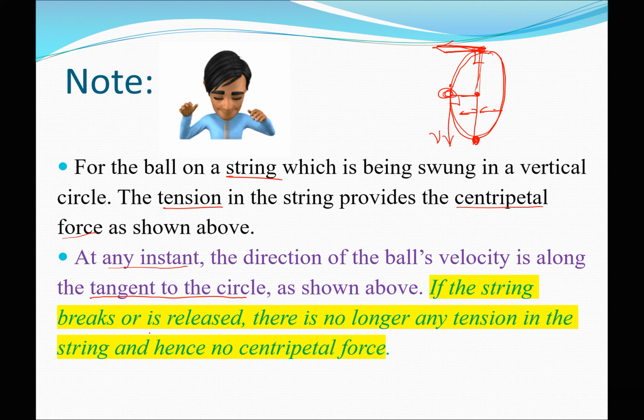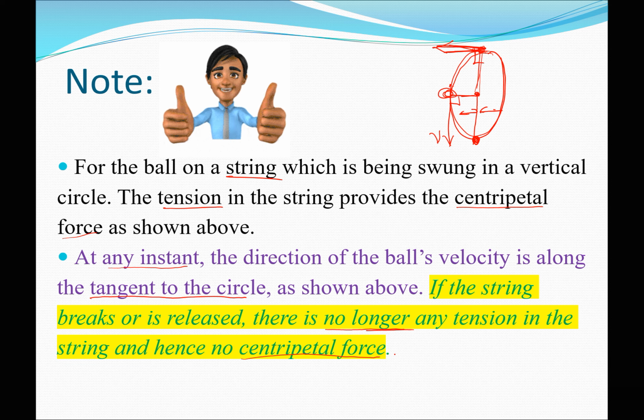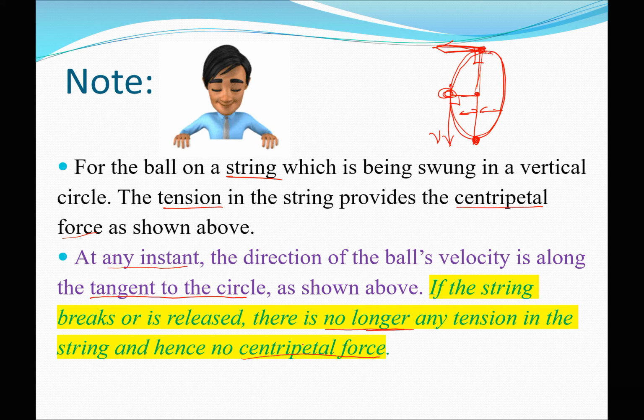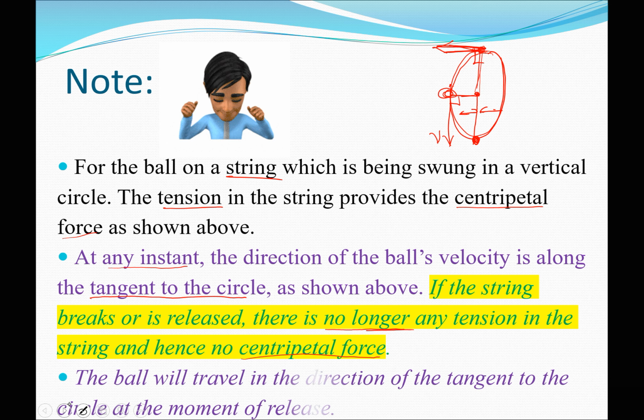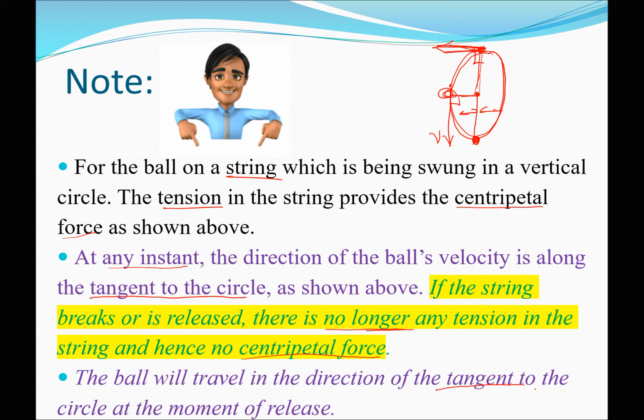And if the string breaks or is released, there will be no longer tension in the string, and this would mean that the centripetal force is being lost. Nothing is pulling onto the body towards the center. And if there is no tension, then we say the centripetal force has been lost. What will be the immediate impact? In that case, if the centripetal force is released, then the ball will travel in the direction of the tangent to the circle at that particular moment of release.